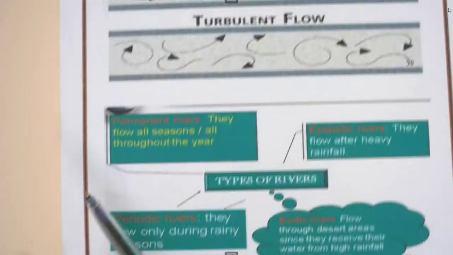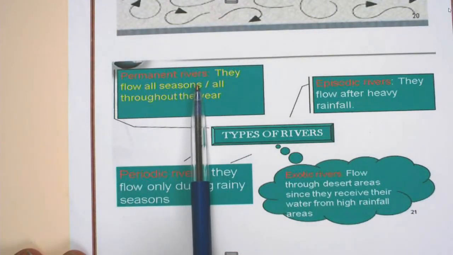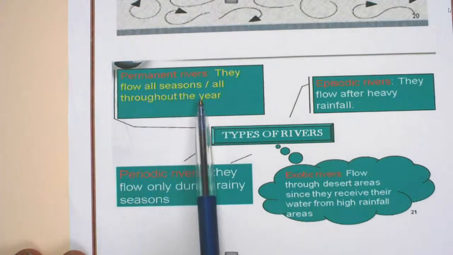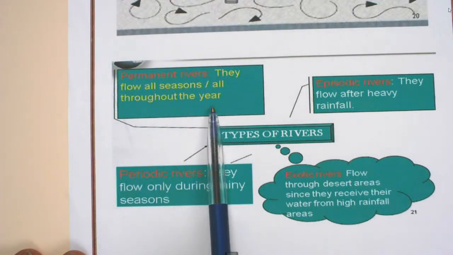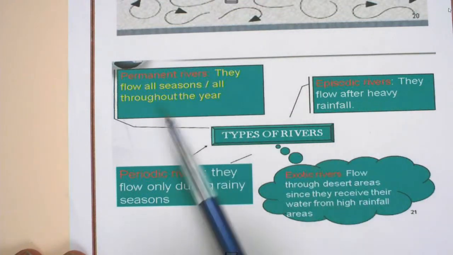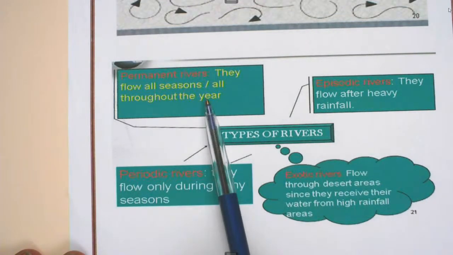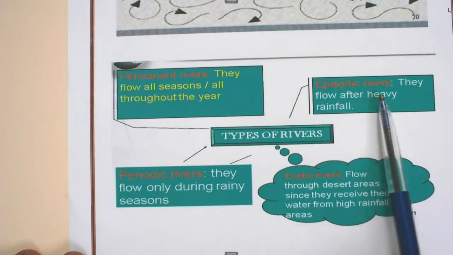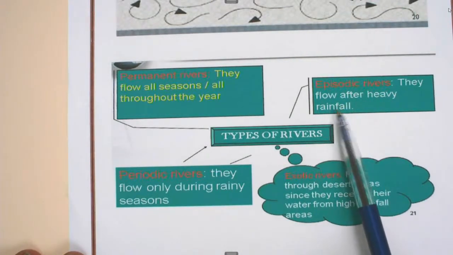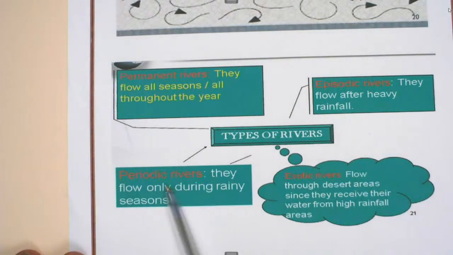Right, types of rivers. We have the permanent river. They flow all season, all through the year, because they get a supply of water from base flow. Episodic rivers flow after an episode of heavy rainfall. Periodic rivers flow only during the rainy season. Exotic rivers have the flow characteristics of wet areas but run through dry areas. The Orange River is an example.